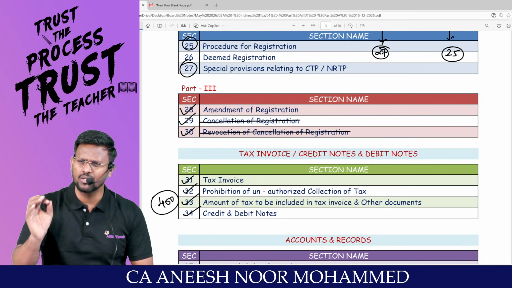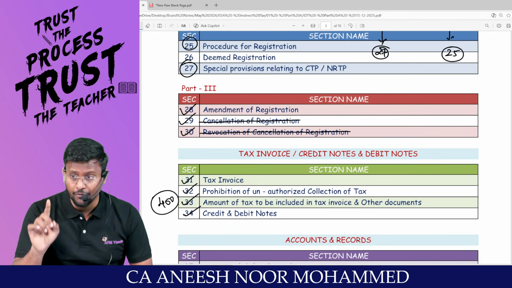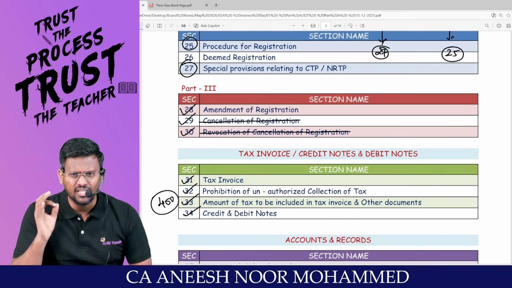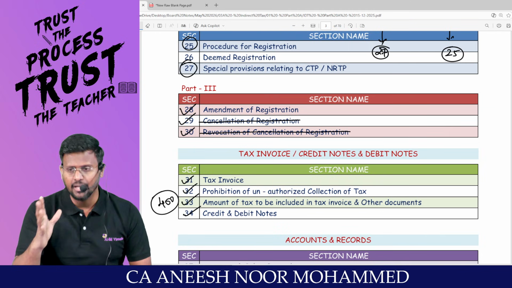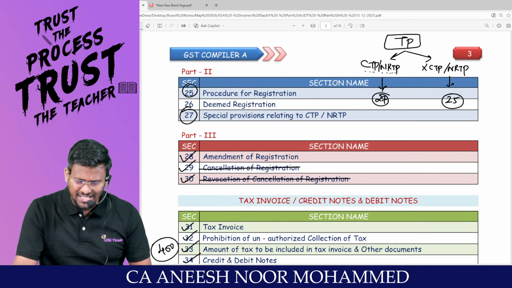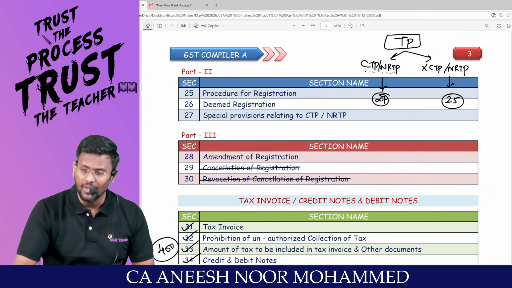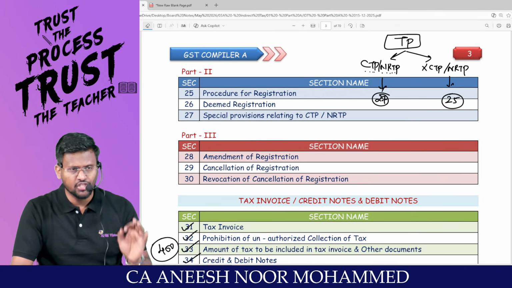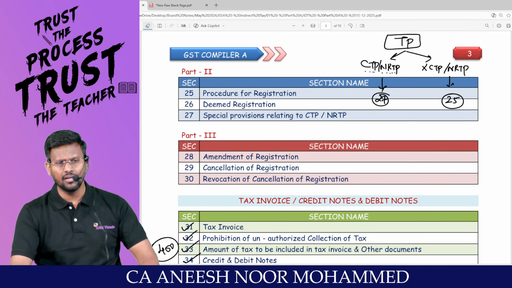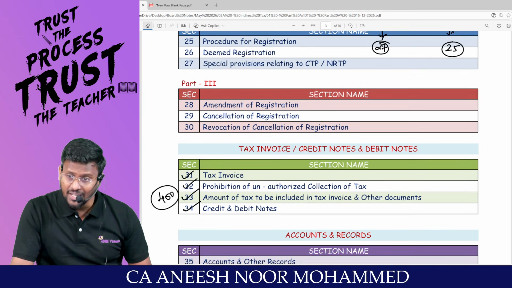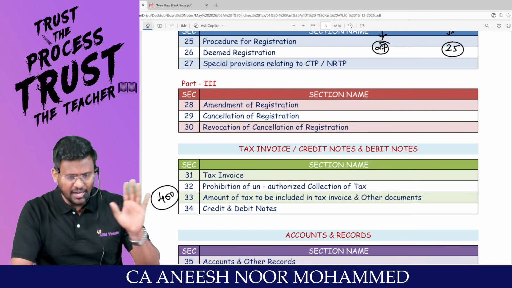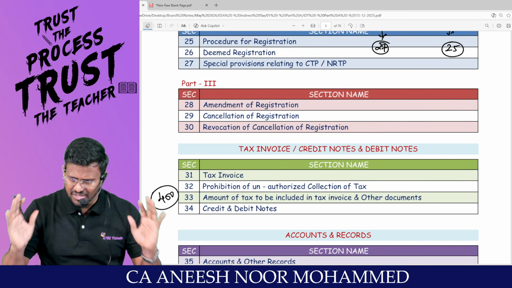So tell me, what is Section 22? Person liable for registration. What is Section 23? Person not liable for registration. What is Section 24? Compulsory registration. What is Section 25? Procedure for registration. 26, deemed registration. 27, special provisions for casual taxable person or non-resident taxable person. 28, amendment of registration. 29, cancellation of registration. 30, revocation of cancellation of registration. That's it. The registration area comes to an end.